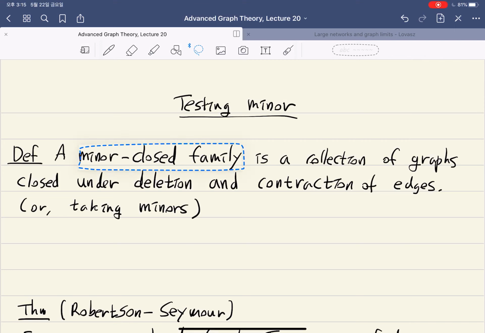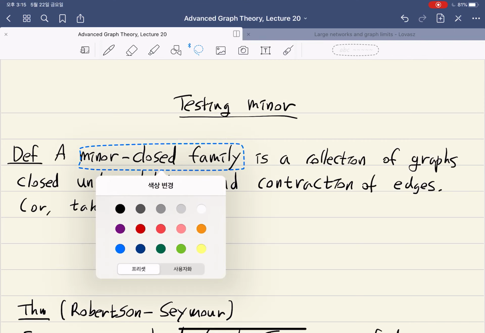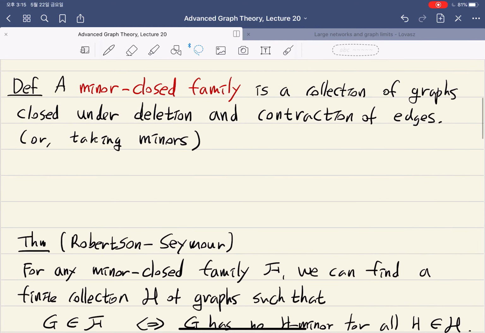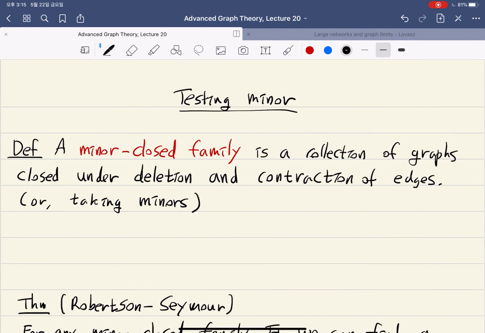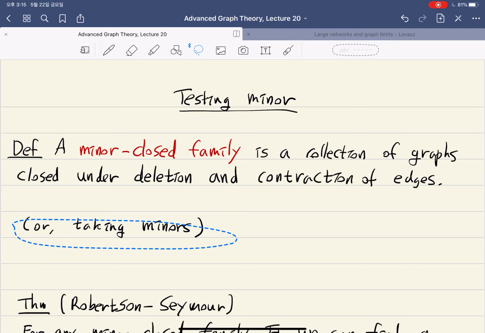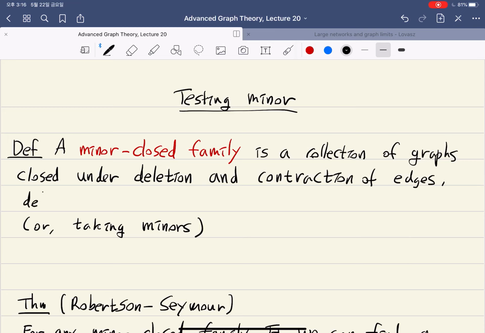So let's call a family of graphs or collection of graphs a minor closed family if the family is closed under taking minors. So, we all know what minors are. If we have a collection of graphs which is closed under deletions of edges, deletions of vertices, and contraction of edges, then we say that it is a minor closed family. I didn't write the deletion of vertices here, but we can also delete the vertices as well.